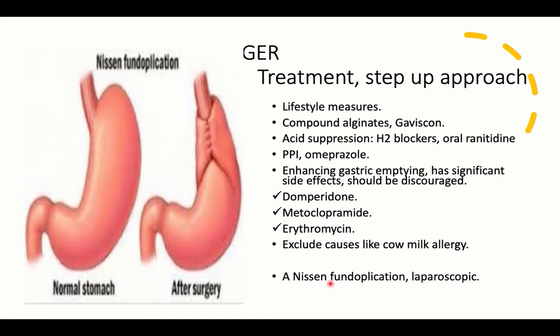Finally, in severe cases, especially in cases with neurological disorders like cerebral palsy, the condition is much more severe, and surgical intervention is usually needed in the form of a Nissen fundoplication. In this procedure, a part of the stomach fundus is wrapped around the lower esophageal sphincter and the lower esophageal part to reduce reflux of gastric content. This can be done by laparoscopy.